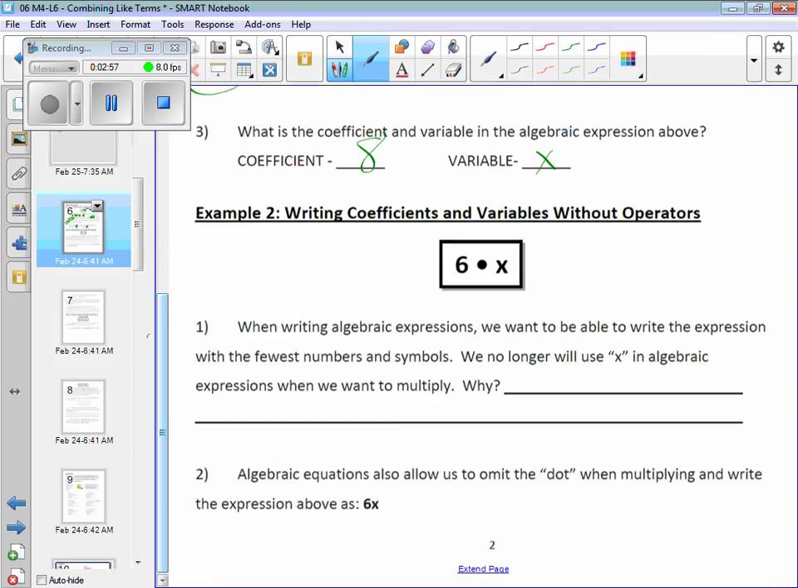Dot's a little big, isn't it? Pretty big, okay? But it still means to multiply. You will still see it on occasion, and you'll still have to write it on occasion when you do substitution. But most often, you're going to see it like this. How come we no longer use the x when we want to do multiplication? Nick? Exactly. It looks like a variable.